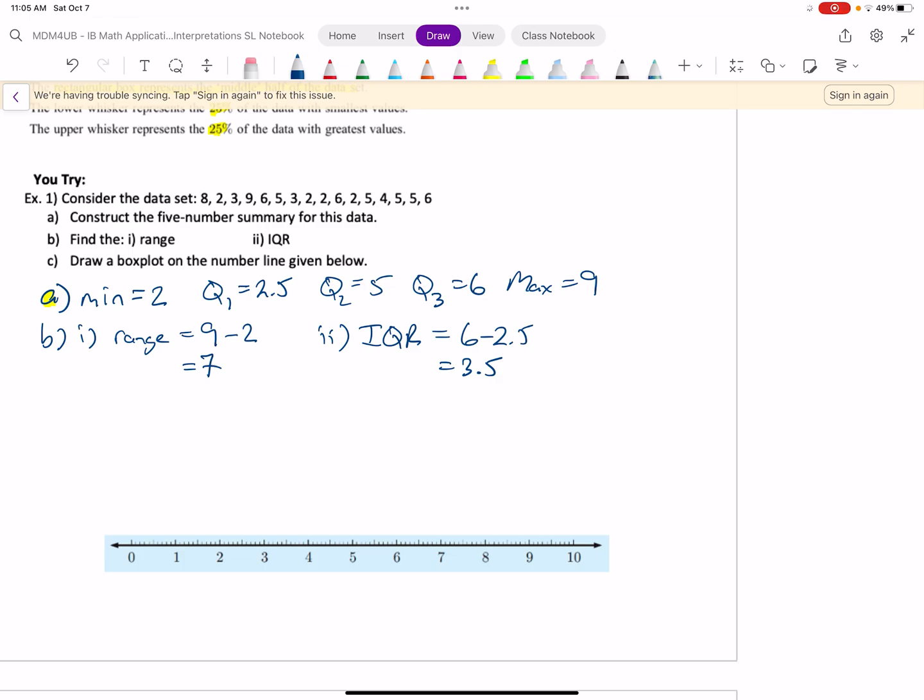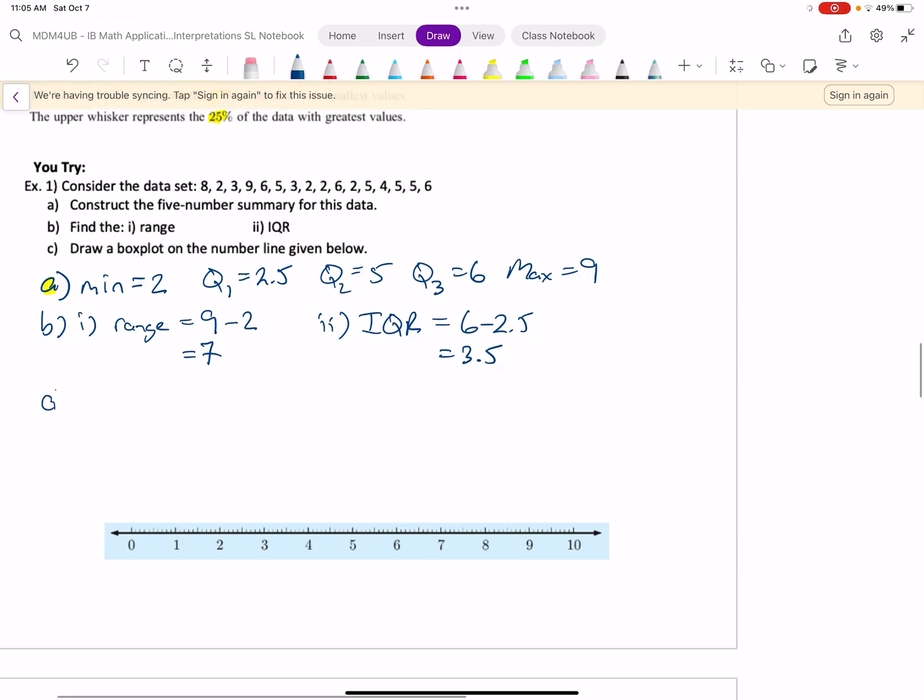And then it says draw a box plot. So I've given the number summary here. So I always just start with my min and my max. So I put a dot there. Max is 9, so I put a dot here. Then I try to draw my Q1 line, Q2, and Q3.